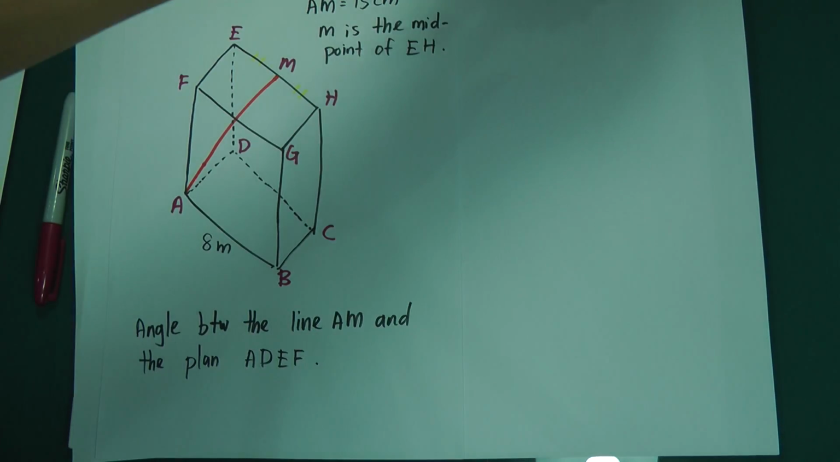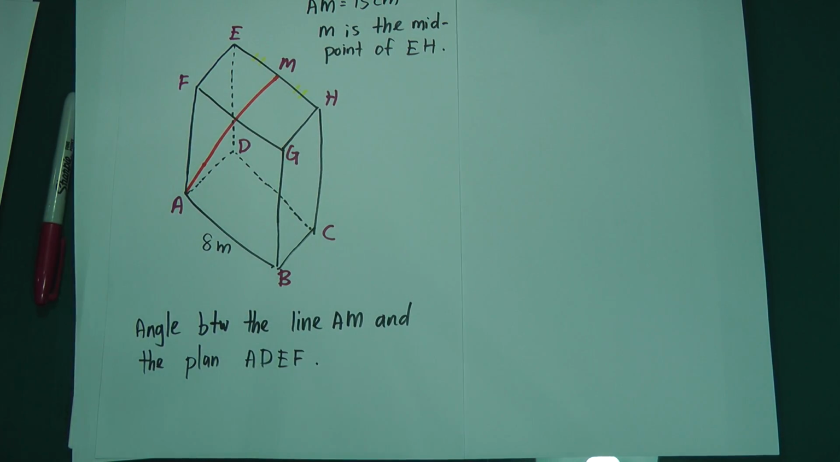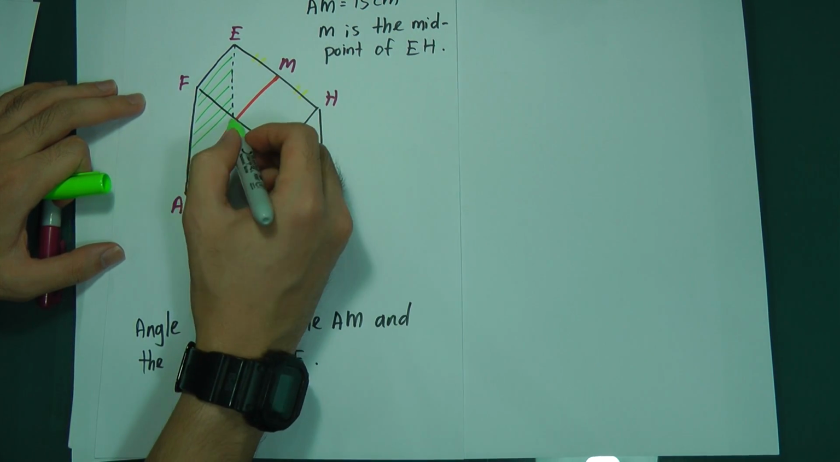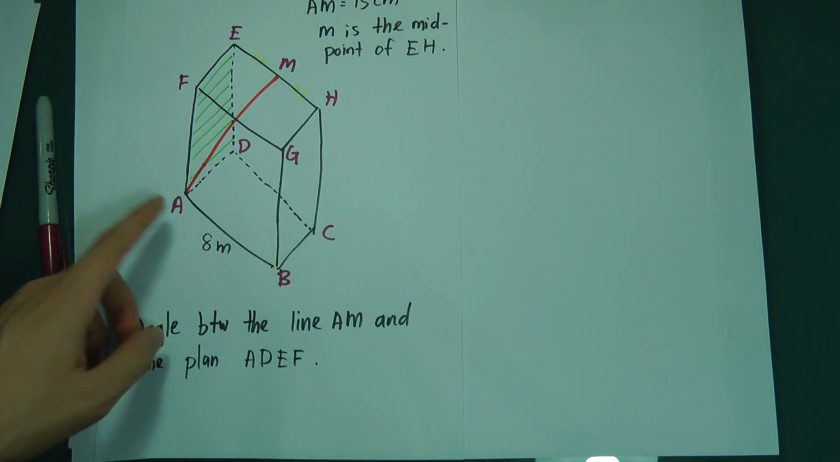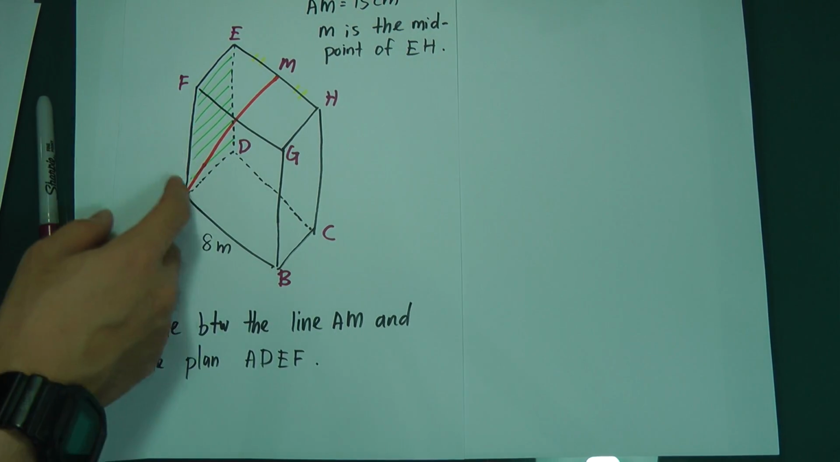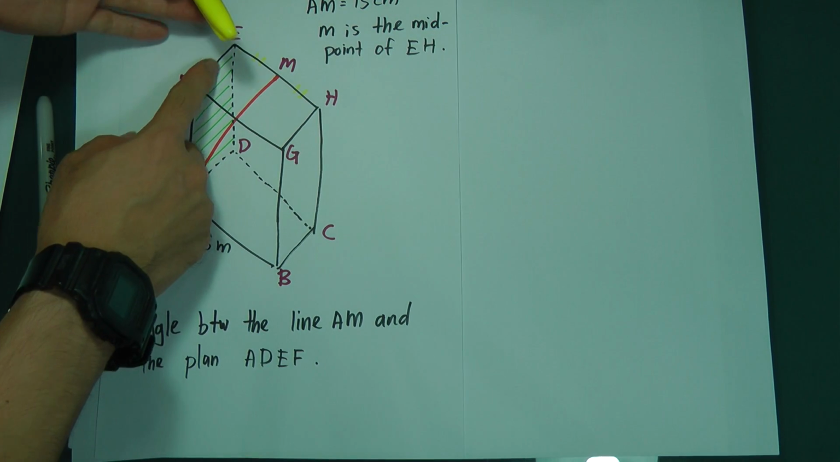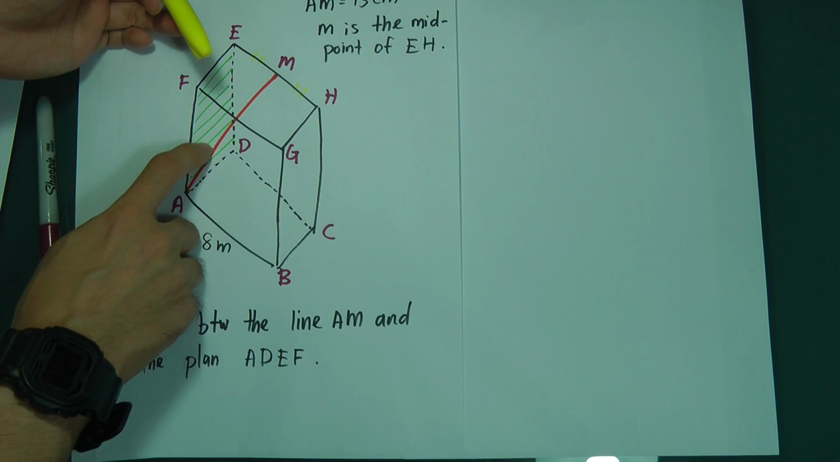Okay, let me use green color. Where is ADEF? ADEF is this plane behind. Do you see this one is ADEF? Now we have this ADEF, and then we have the line AM. If the plane is over here, your lighting cannot be from the top. If you're lighting from the top, you cannot see any shadow, or what they call orthogonal projection, on the plane ADEF.